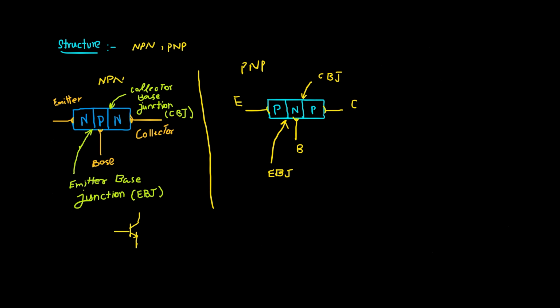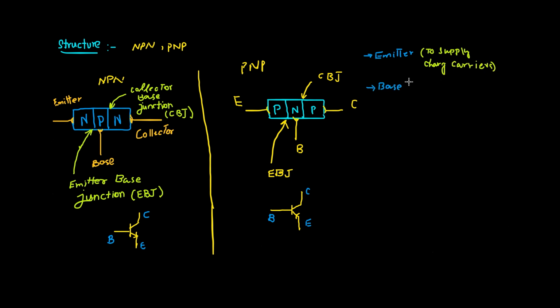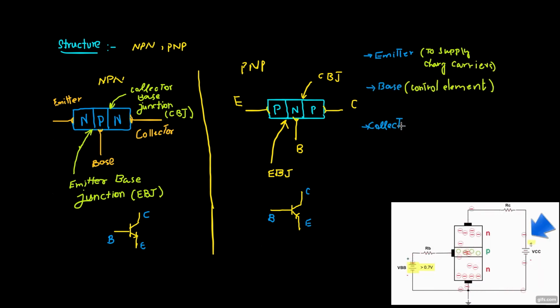Here are the symbols of NPN and PNP transistors. The arrow on the emitter in both symbols is inverted, showing the direction of current flow is opposite in both transistors. The function of the emitter is to supply charge carriers, while the base is the controlling element. The collector collects the charge supplied by the emitter.